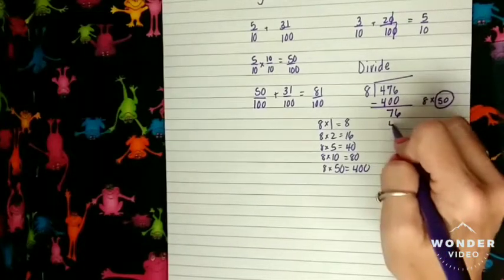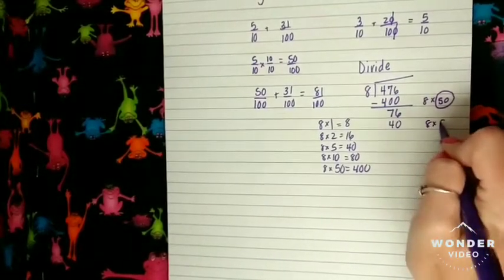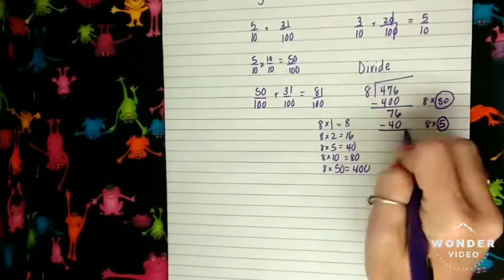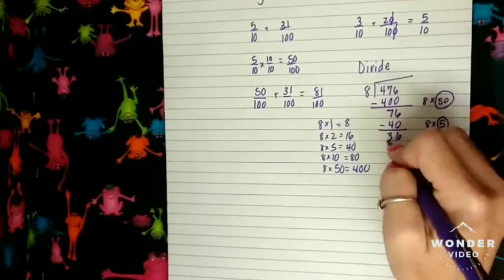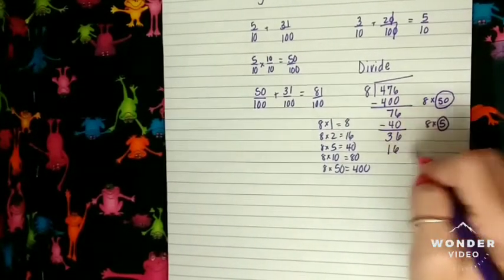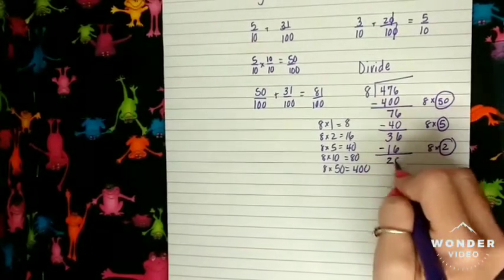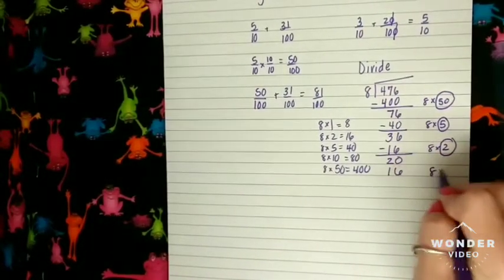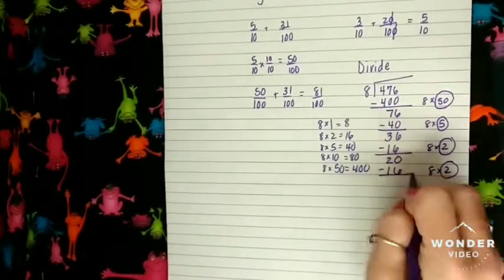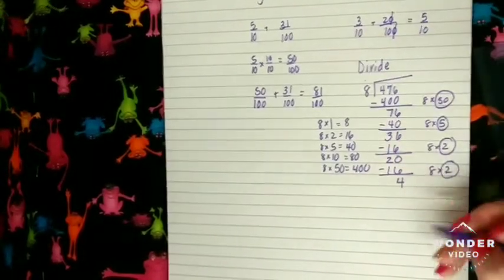All right, let me do 40. So that's 8 times 5. Circle the 5. That's how many times I used that number 8. That's 36. Ooh, let me do 16. That's 8 times 2. Circle that 2. That leaves me with 20. 16 again. 8 times 2. That leaves me with 4, which is less than 8.